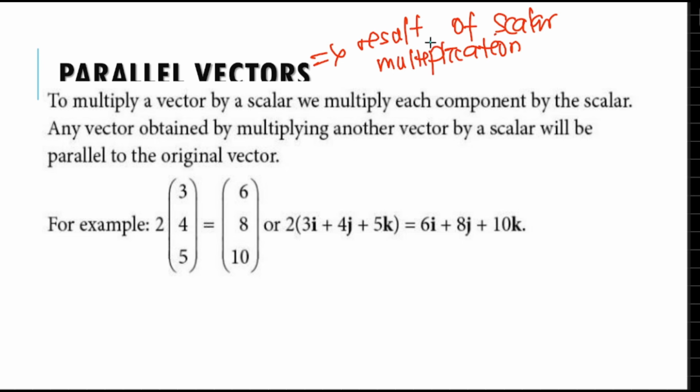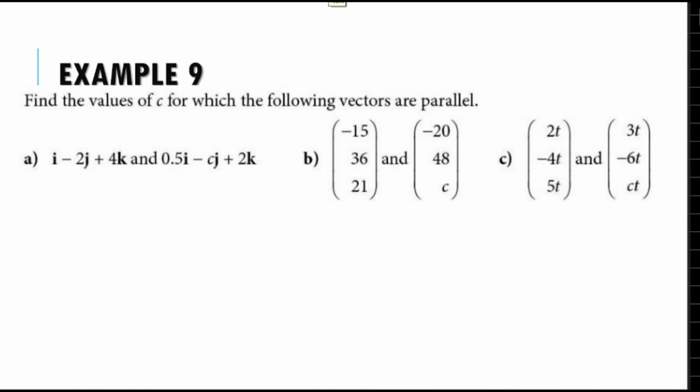So that's parallelity basically. Alright, let's see an example. Find the values of c for which the following vectors are parallel. So let's start from A. We have i minus 2j plus 4k.